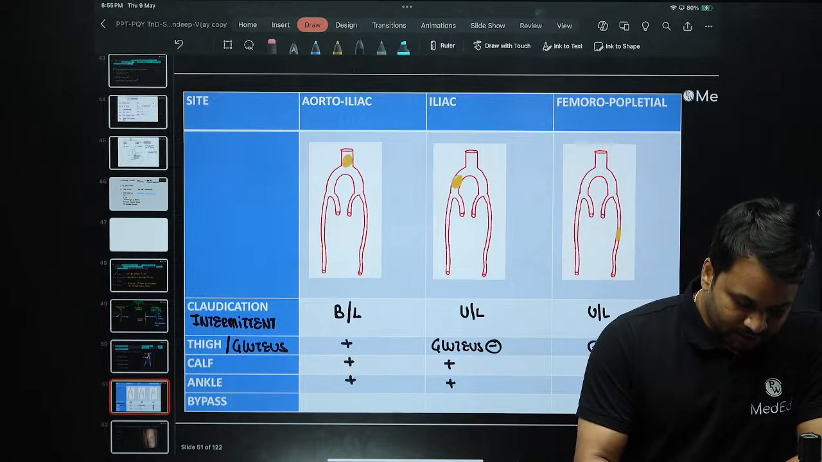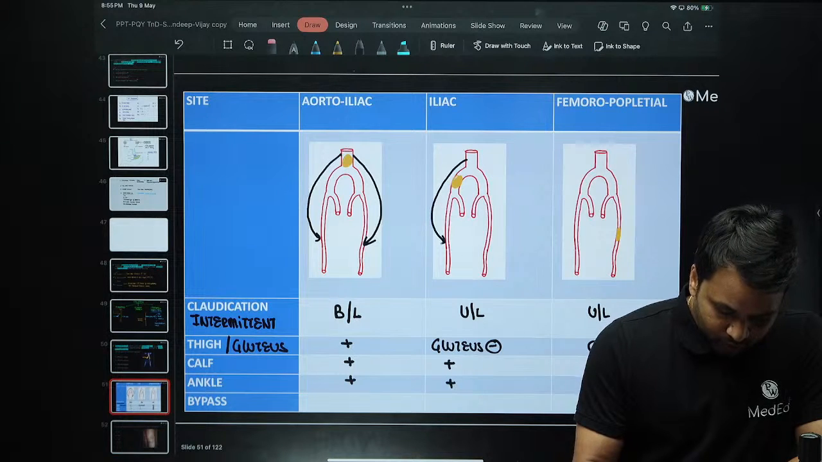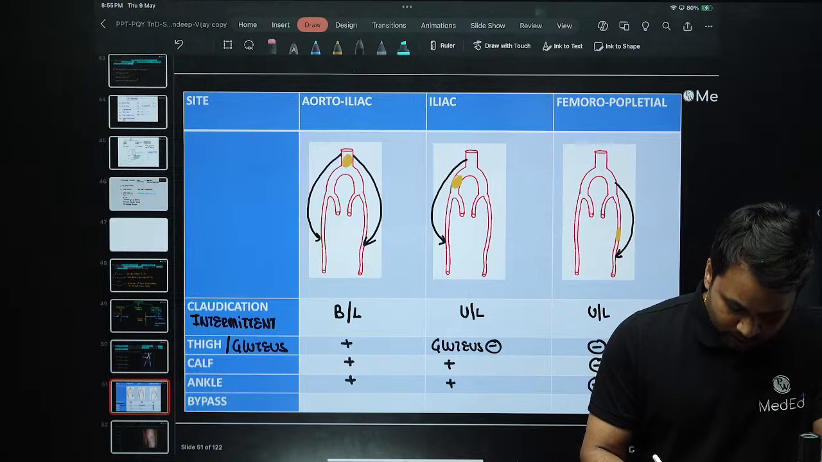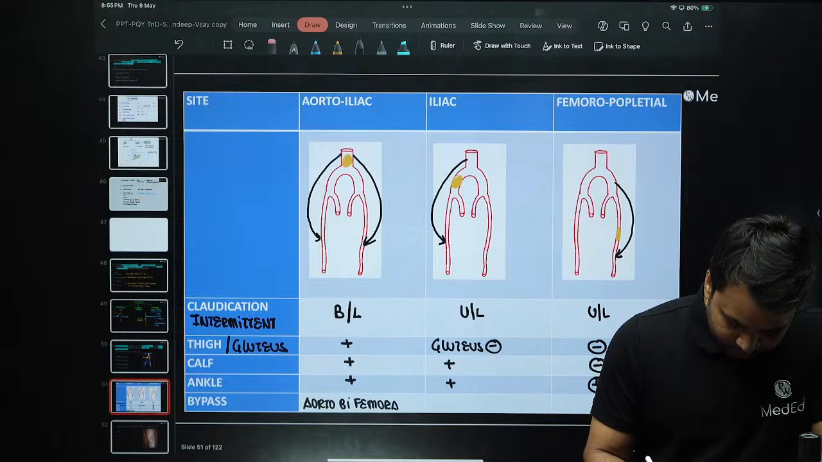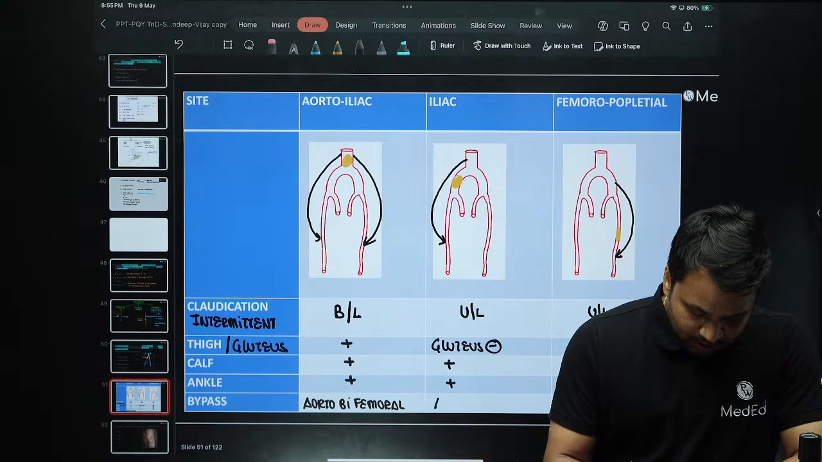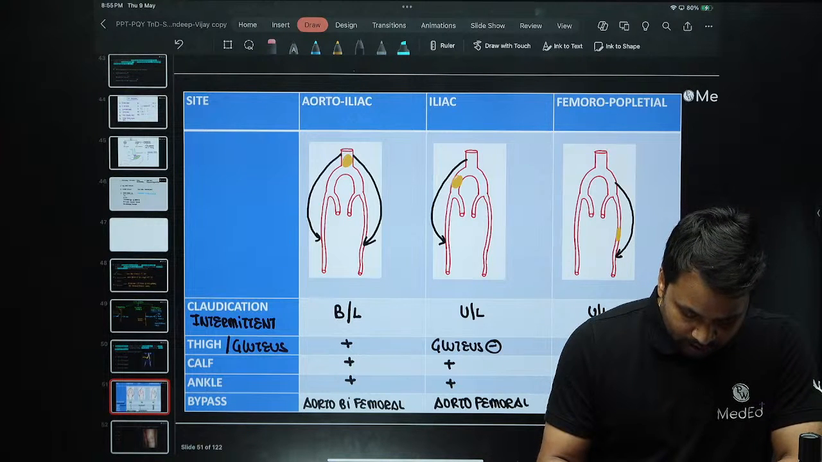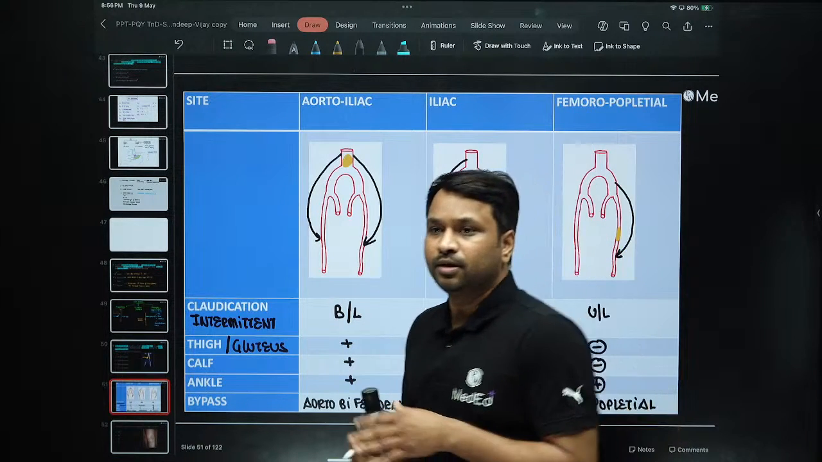Now, how would you do a bypass? Here we do an iliofemoral bypass. Here we do only an iliofemoral bypass. Here we do an iliopopliteal bypass, right? So here I am going to do an iliofemoral bypass, and here I'll do an iliopopliteal bypass.